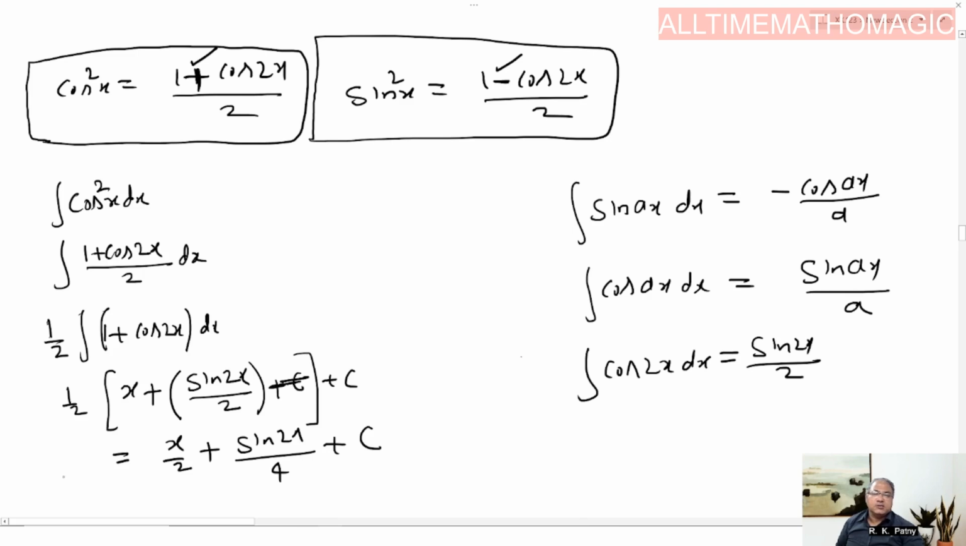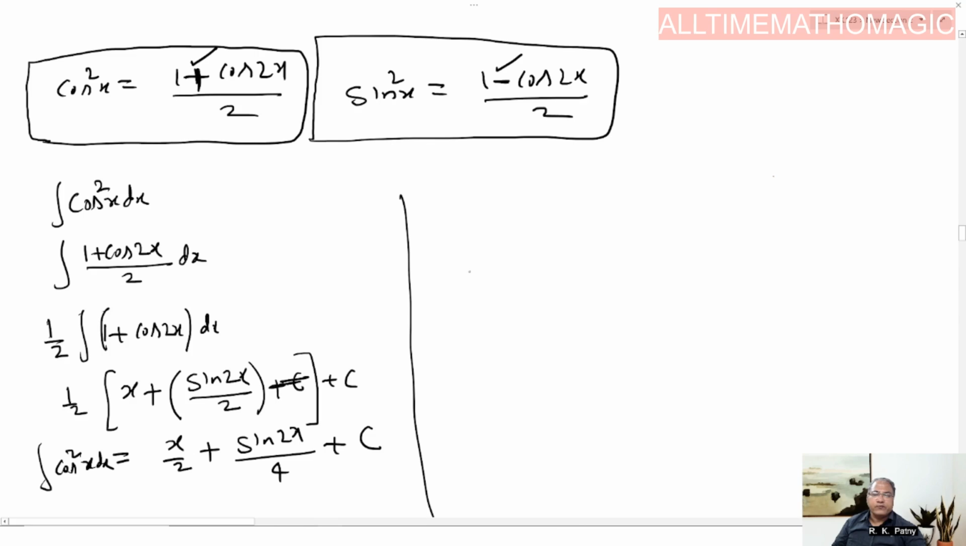This is the integration of whom? Integration of cos square x with respect to x equals x by 2 plus sin 2x upon 4 plus c. Now I will tell you how to do the integration of sin square x.